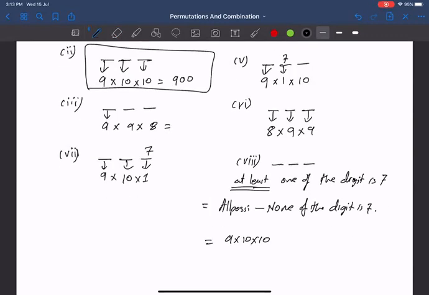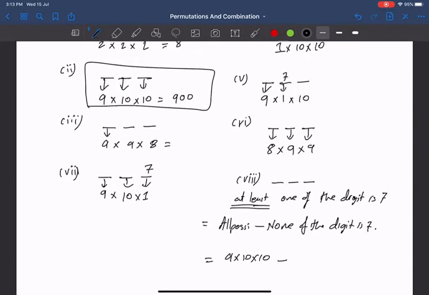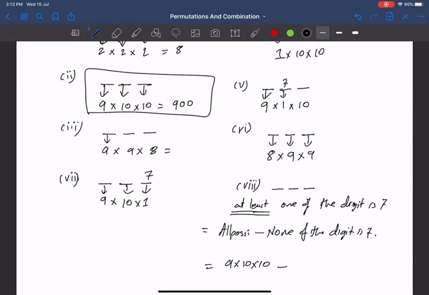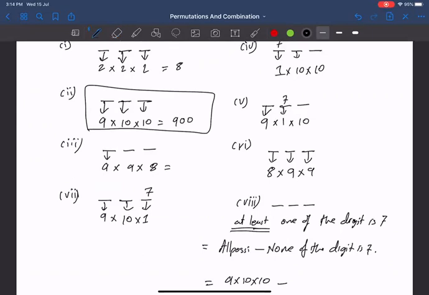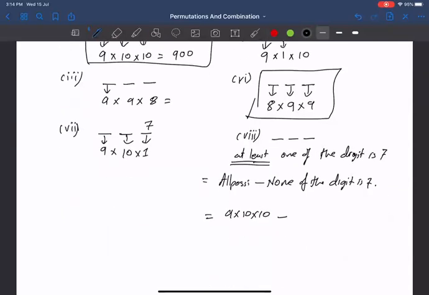Minus none of the digit 7. I think we have done that also, somewhere. It's 648 where 7 doesn't appear. So you do it 8 into 9 into 9. So whatever is the answer, this is another way of handling this situation. Otherwise, at least one means one could be here, then later in the second place it will come.